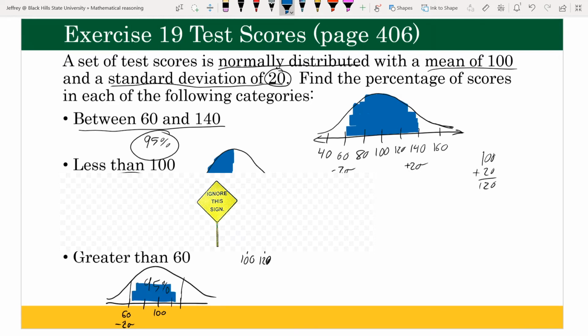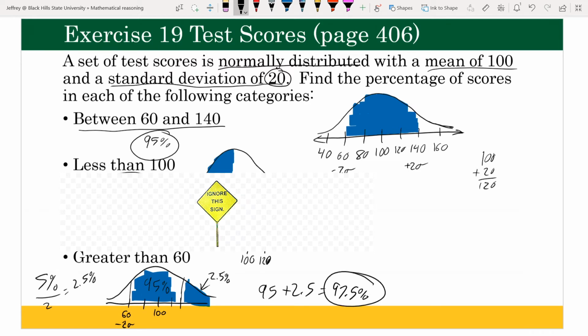So sure, we have that area, which is nice, but we still need to find the area of this tail. Well, if the middle area is 95%, then what's left over is 5%, which has to be split up into the two tails. So this is 2.5%. So that means that this tail must be 2.5%. Adding 95 plus 2.5 will give us 97.5%. It definitely helps, especially if you're a visual learner, to draw the curves out and shade the areas.